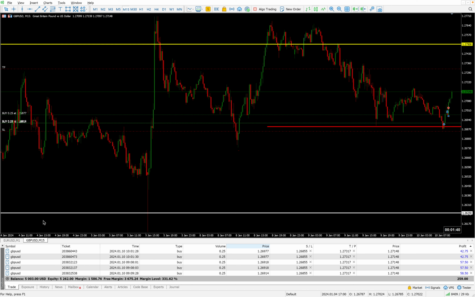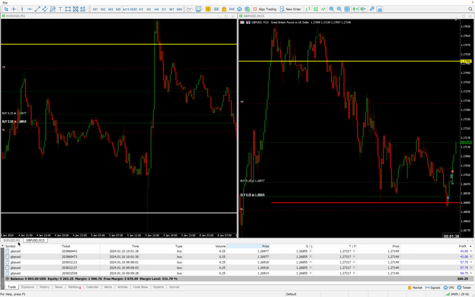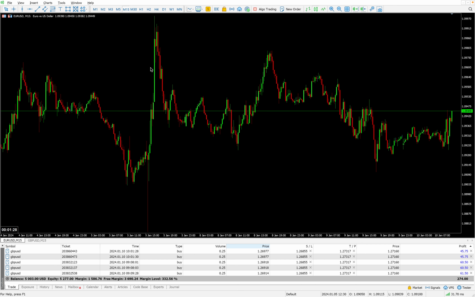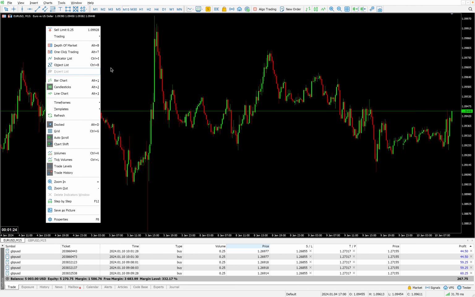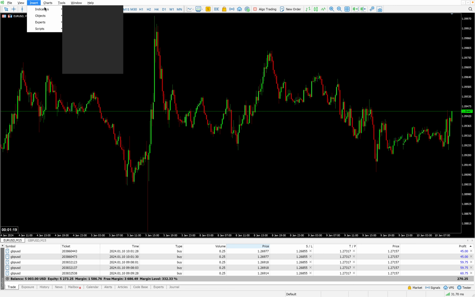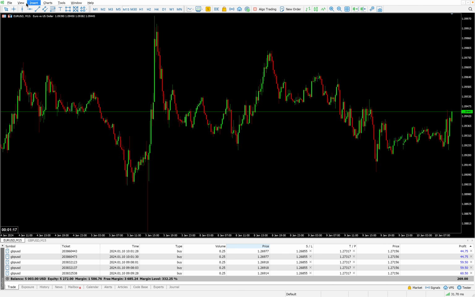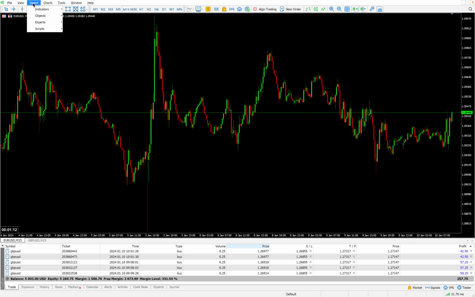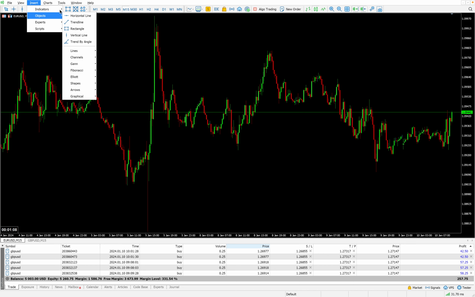There's a cool tool, and I'm going to put it on the euro because I don't want to make a mess on the chart that I'm actually trading. But there's a cool tool I want to show you. I don't think I have it. I don't have it on here yet, but just go to navigate. I think, can you, scripts, objects.